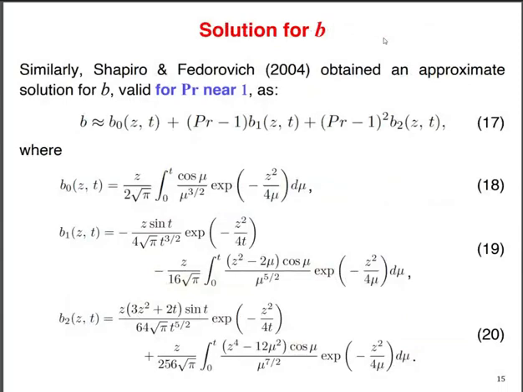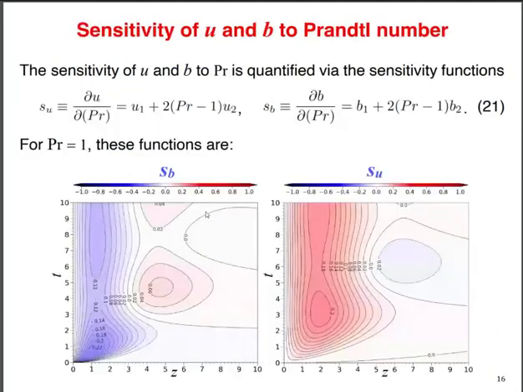So we have the formula for buoyancy like this, and a similar one for the U. The Prandtl number is only here and here. It's Prandtl number minus 1, and Prandtl number minus 1 squared. The B0, B1, and B2 are not functions of Prandtl number. There's no Prandtl number there. So finding the sensitivity of the wind and buoyancy is easy. Say for the U component, if you want to find out how sensitive it is to the Prandtl number, you differentiate it with respect to the Prandtl number.